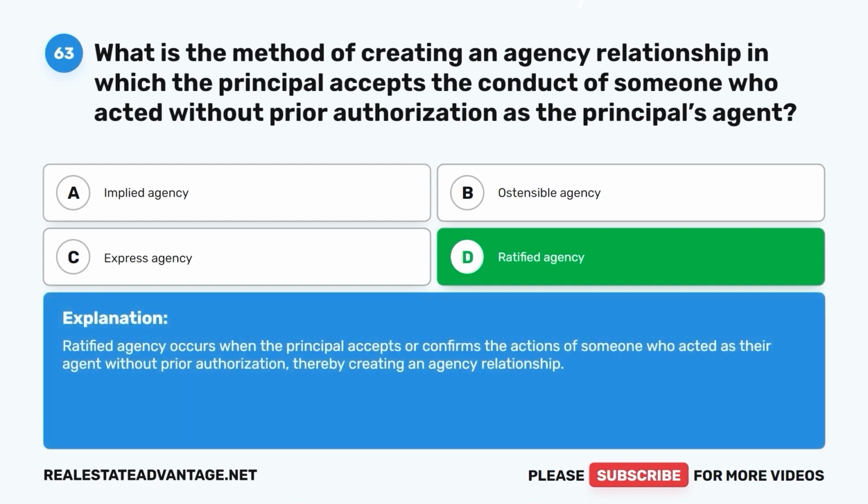Ratified agency occurs when the principal accepts or confirms the actions of someone who acted as their agent without prior authorization, thereby creating an agency relationship.